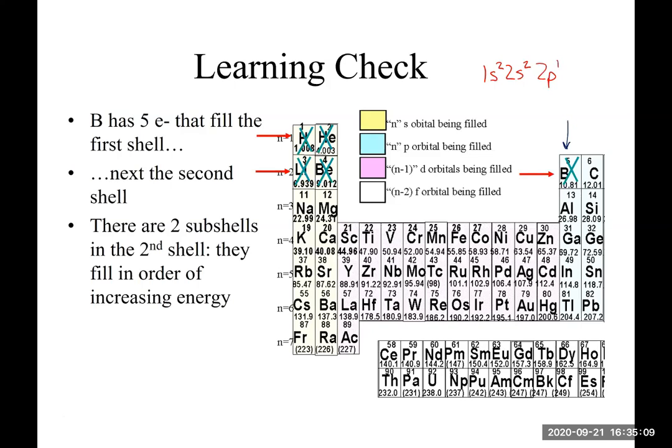How many electrons does boron have? It's atomic number 5, therefore 5 electrons. How many electrons do we have up top in the electron configuration that we just drew? 2 plus 2 is 4, plus 1 is a total of 5 electrons.